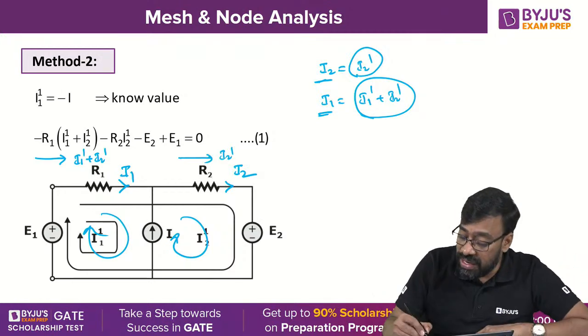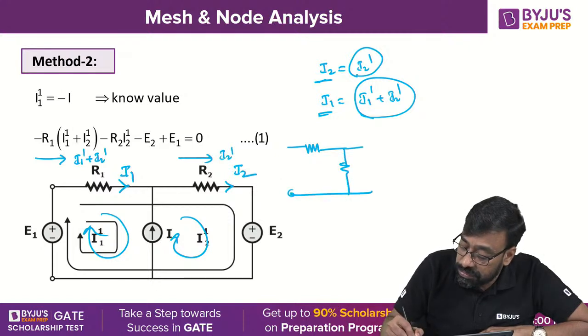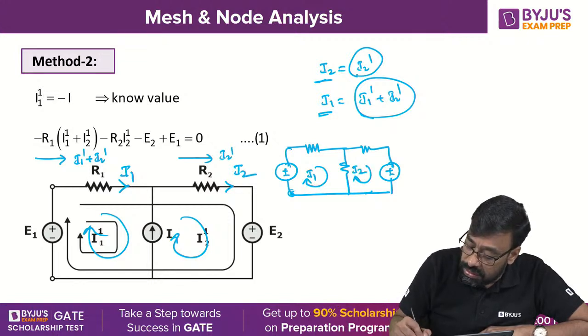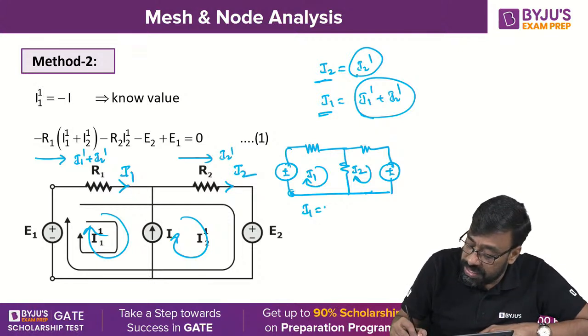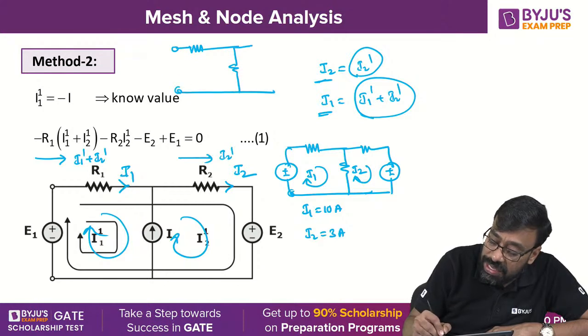If any circuit is given something like this, that I1 is equal to 10 amperes, I2 is equal to 3 amperes. Can you tell me what are the values of I1 dash and I2 dash in this given circuit?